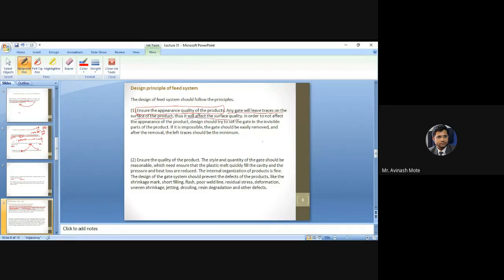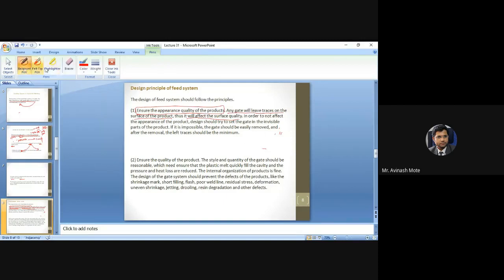Okay, so what is the option? Suppose this is your product and this is the visible surface, and this is the invisible surface. Try to attach the gate from this side. Are you getting it? Though there will be marks of the gate on this surface, it will not be visible at the front. So try to do that. That is the first case, so that the quality of the product can be maintained properly.